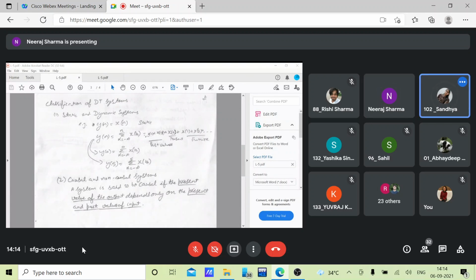Sir, causal will be like static. Yes, causal is like a static system. No, causal cannot be defined as a static system. Causal has to be a dynamic system. Okay, dynamic systems are causal systems. A static system cannot be a causal system, because its present output is a function of the present input.